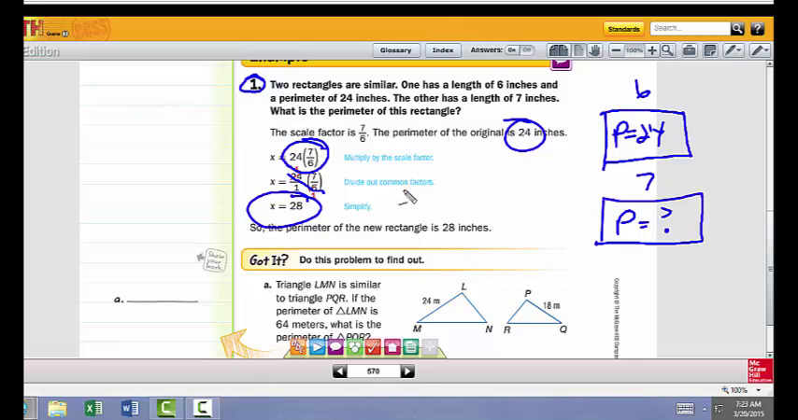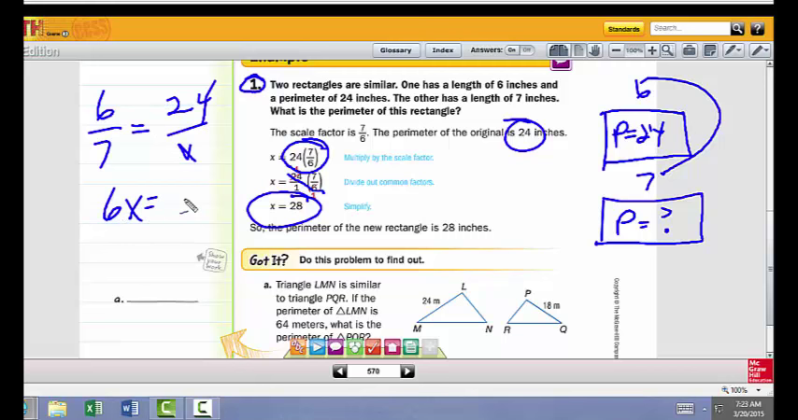There is another way to do this problem, however. We could take a look at this and realize that we have a proportion here. We could look at it in this way. We could say that 6 is to 7 as 24 is to x. And we would end up with 6x equals 7 times 24 equals 168. And then, of course, we have to divide both sides by 6. And we get x equals 28, just like they did in their problem. So you can do this either way.